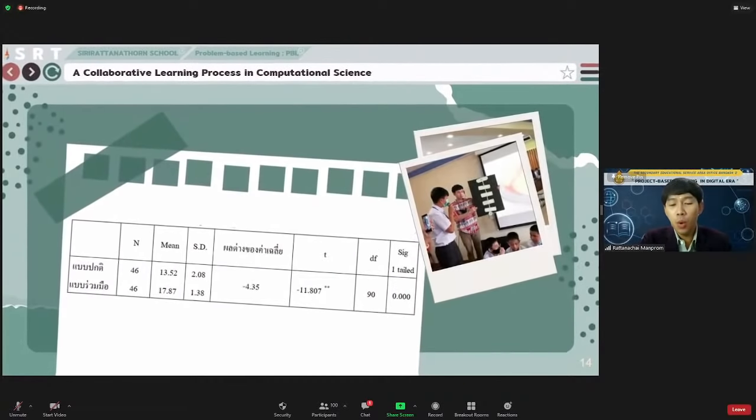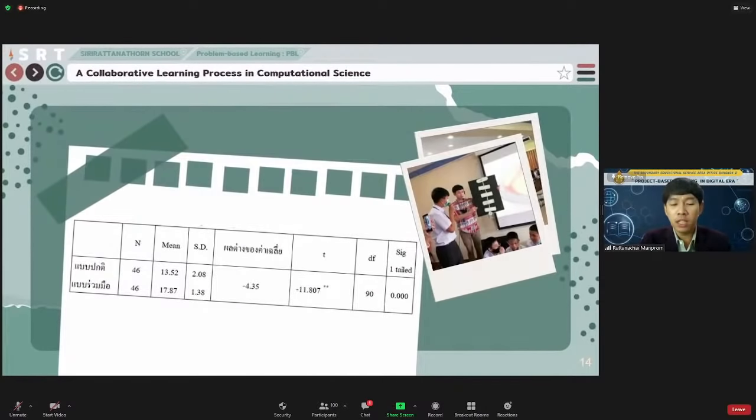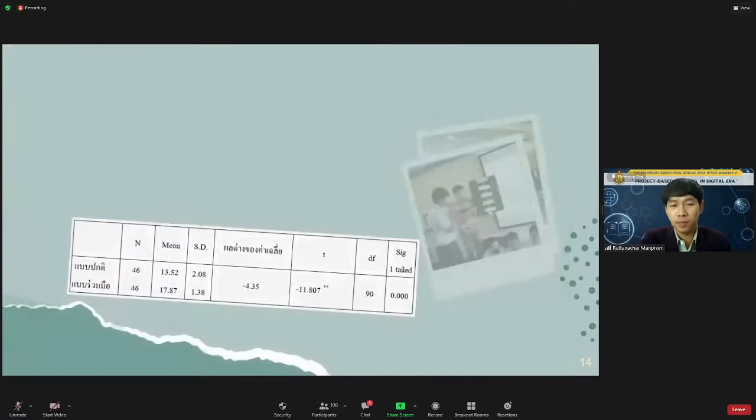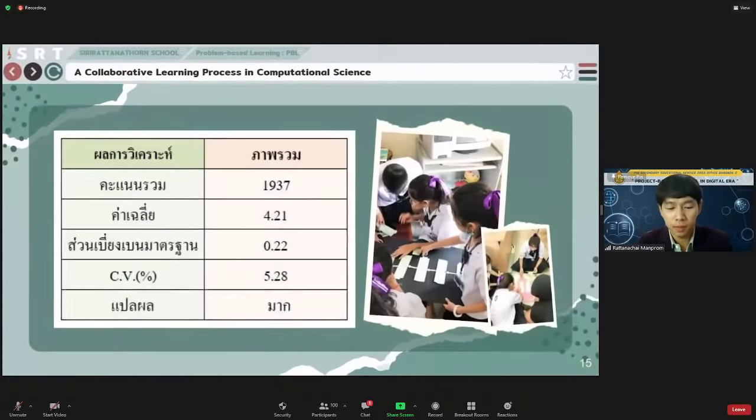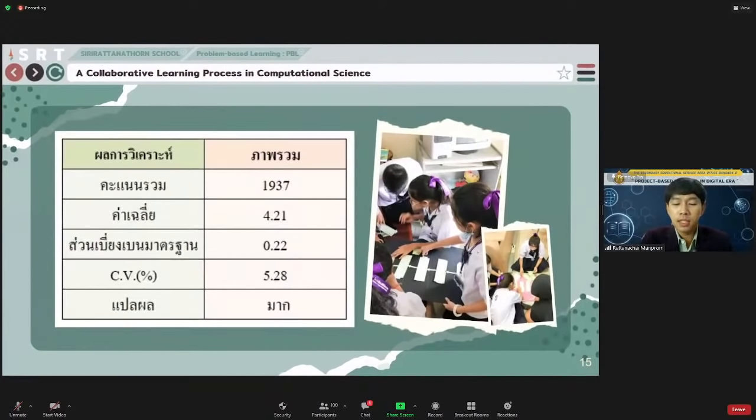The students who learned through the collaborative learning process have a higher score than before learning at the 0.01 level of significance. The student satisfaction toward the collaborative learning process was at a high level.